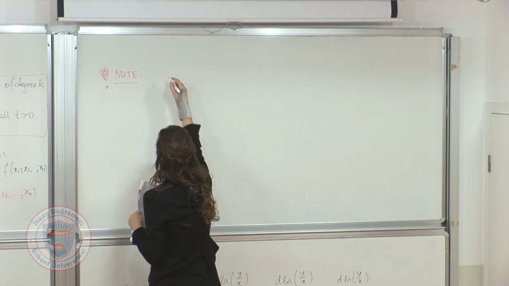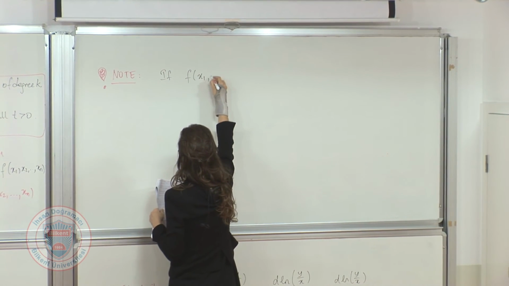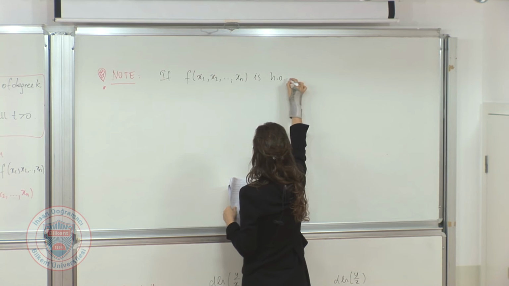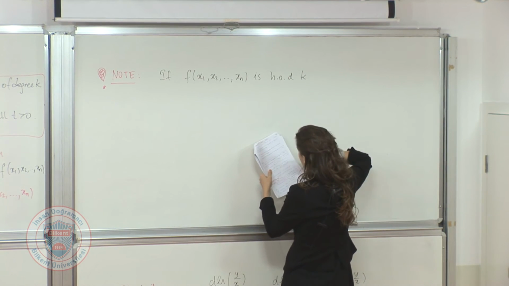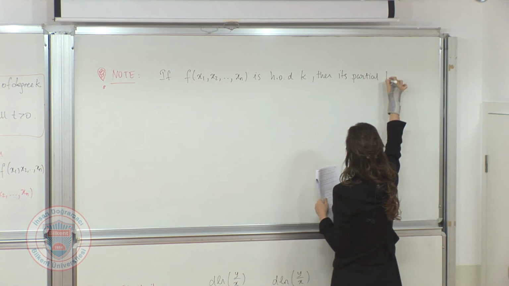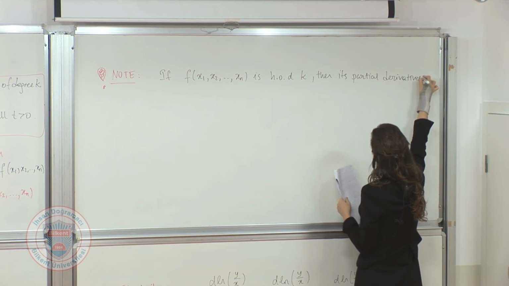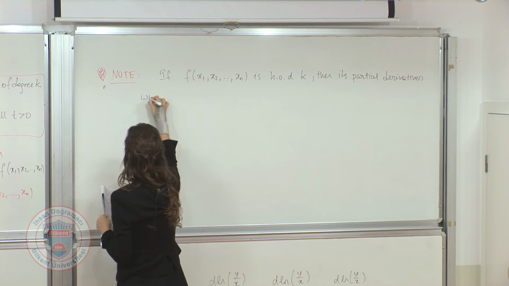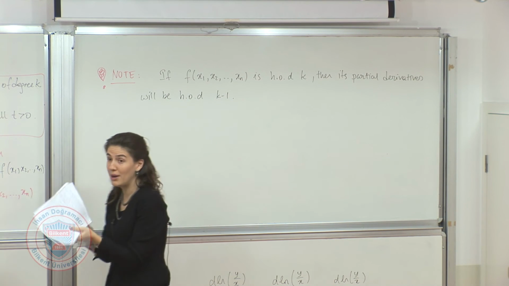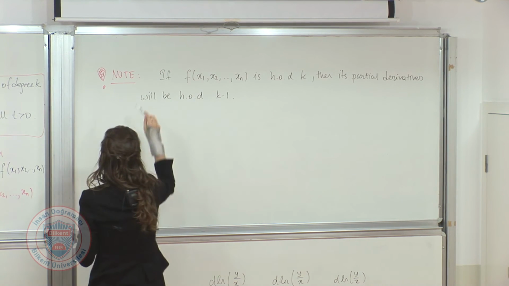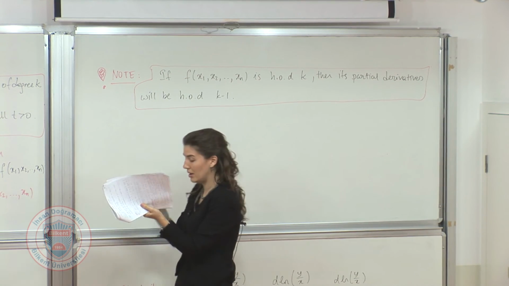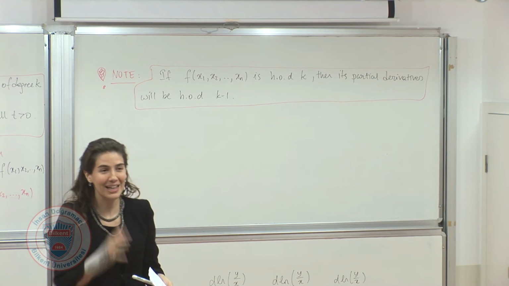So if f, x1, x2, xn is homogeneous of degree k, then its partial derivatives will be homogeneous of degree k minus 1. Okay, we can actually show this. It's easy, but this is important. You'll see that we're going to use them. There's a reason why we consider them right now.